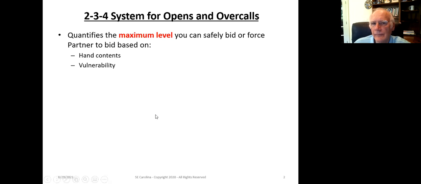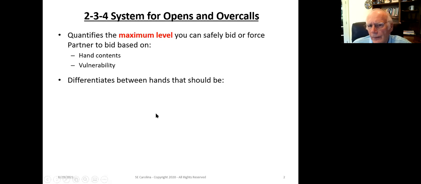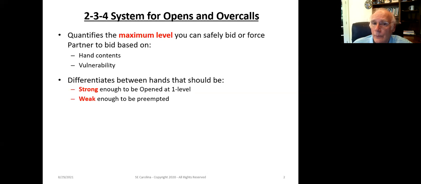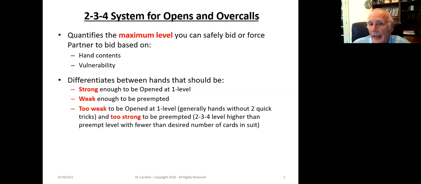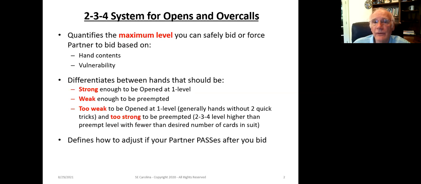Really a nice feature. It also gives you the capability of differentiating between hands that are strong enough to be opened, or weak enough to be preempted, and those that you should not open or preempt. Those hands you should pass and then describe with your second bid. Now, this is one of the finer points. It's not discussed formally in this mini lesson, but I want you to know that it's there.